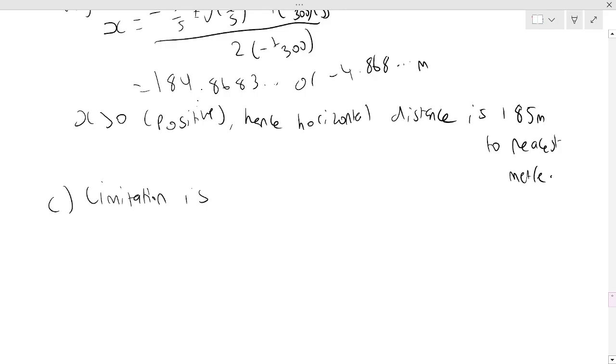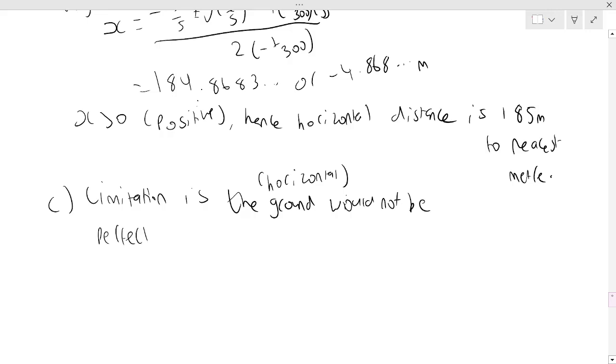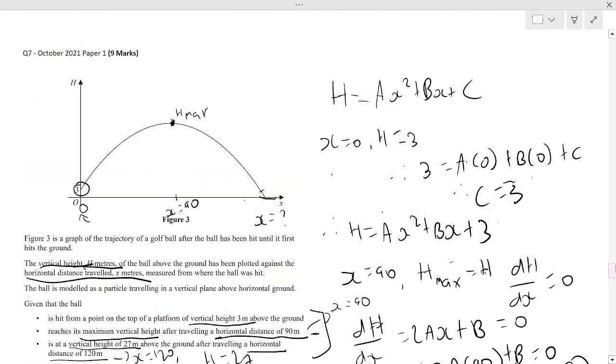The limitation is that the ground, or the horizontal ground, I'll say more specifically, would not be perfectly flat in reality. And that's really what to say. That would affect, like I said, the values, and that would actually affect the way you can model it as a quadratic. So it is a limitation.